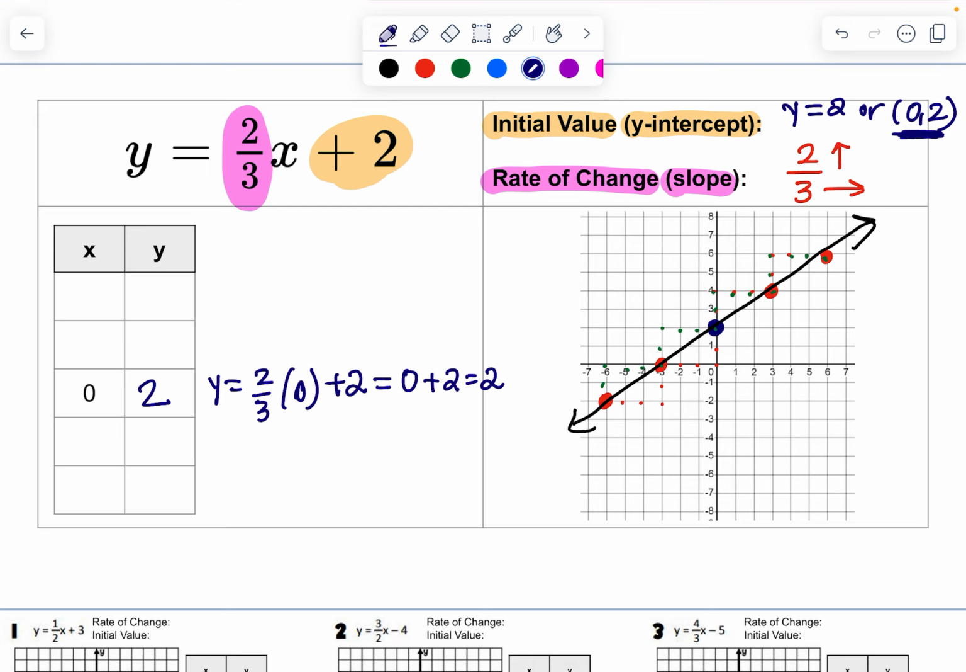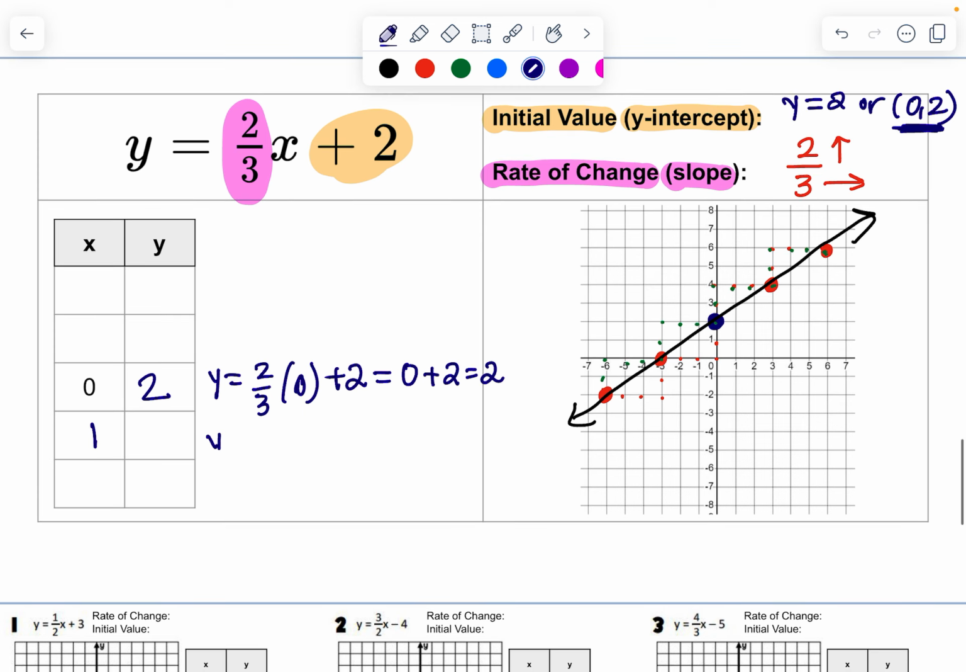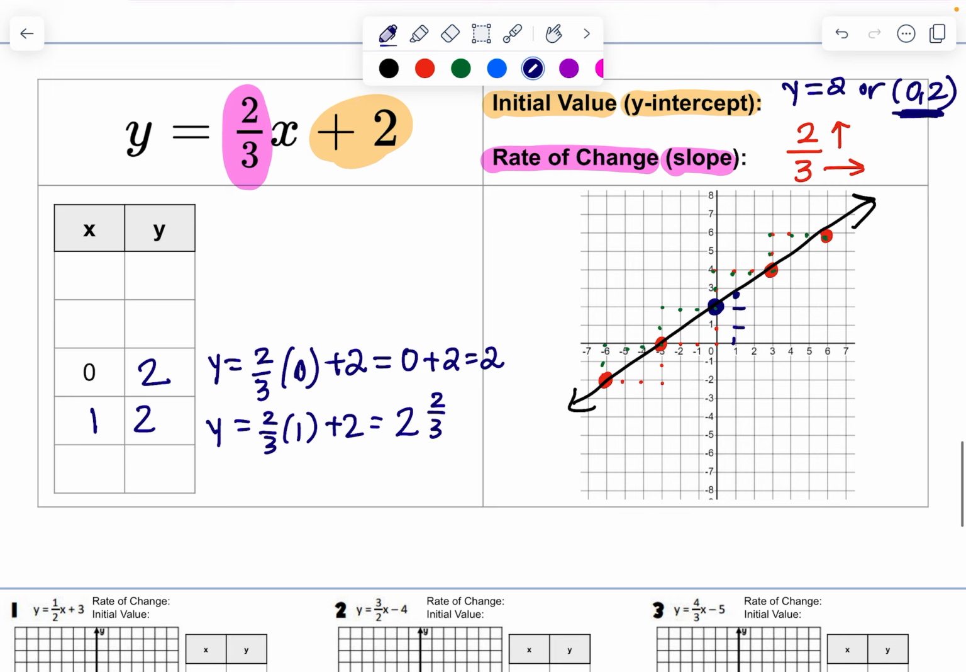And you can practice evaluating. Maybe we'll plug in 1 and see what we get. That one would be kind of weird. y is 2/3 times 1 plus 2. This one's going to be gross. It's just 2 and 2/3. But you can see at 1, it's a little hard to see here, but this isn't quite at the 3. Maybe my graph is a little off, my line's a little off, but this would be 2 and 2/3.